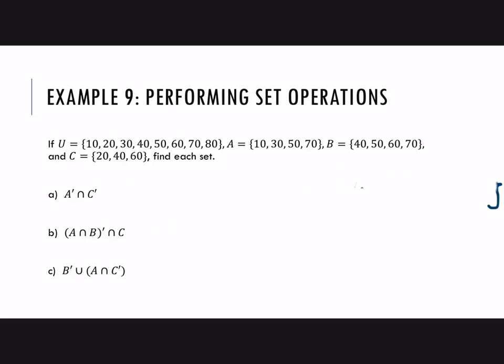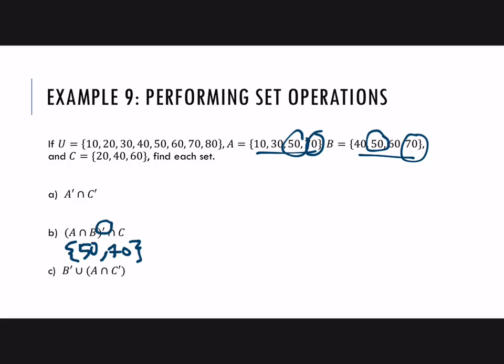All right, the second one. We'll start with the parentheses, and I need to find the intersection of A and B. Okay, so I'll compare A and B, see what they have in common, and I see a 50 and a 70 in both. So that's 50 and 70, that's the intersection. Now I need the complement of that.